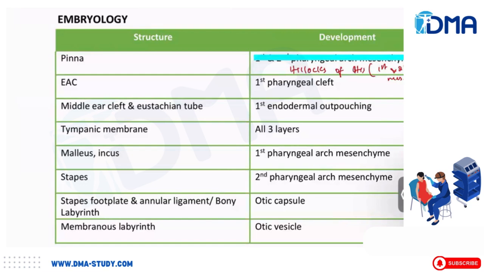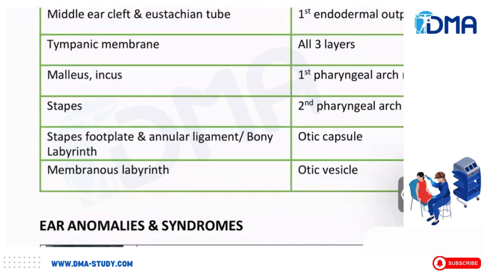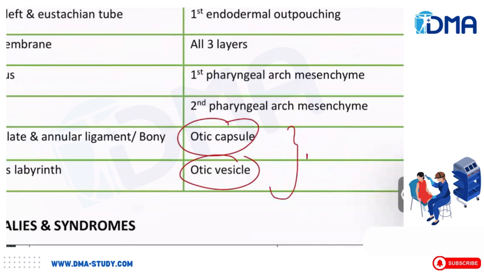So why am I saying this? Because the external and middle ear has a separate embryology, while the inner ear has a separate embryology. That's a major thing. So now you come to this inner ear embryology. You just look into this. This otic capsule and otic vesicle are all part of neural ectoderm.